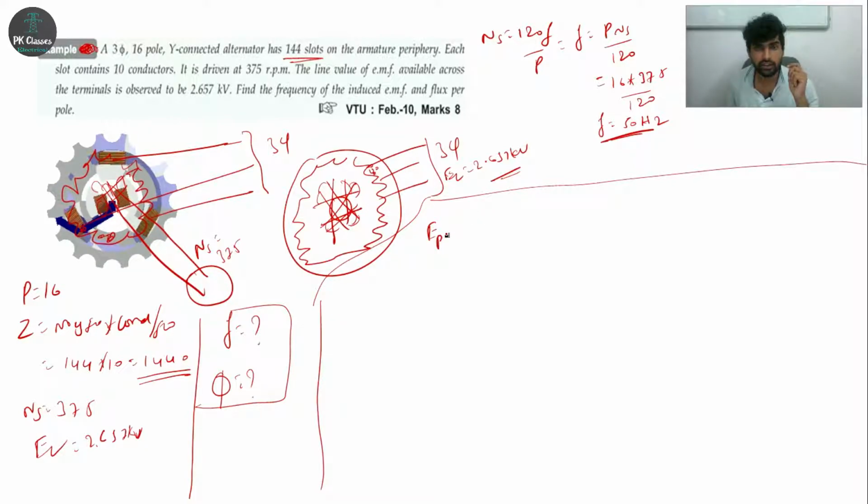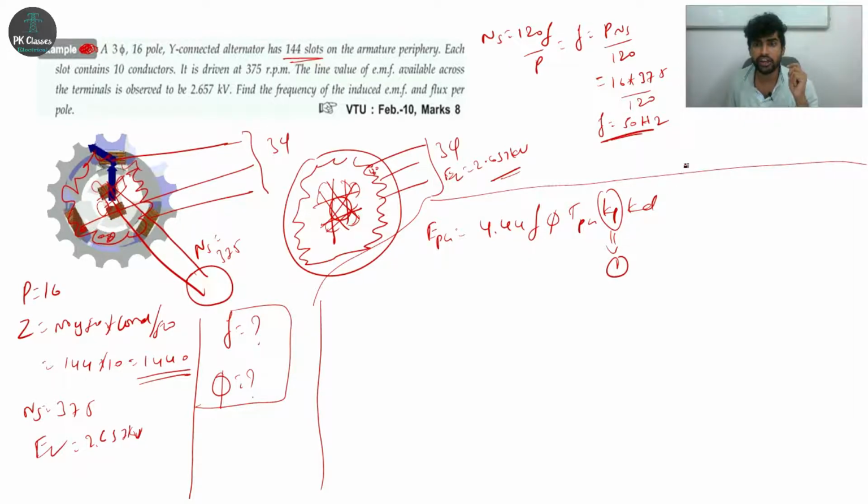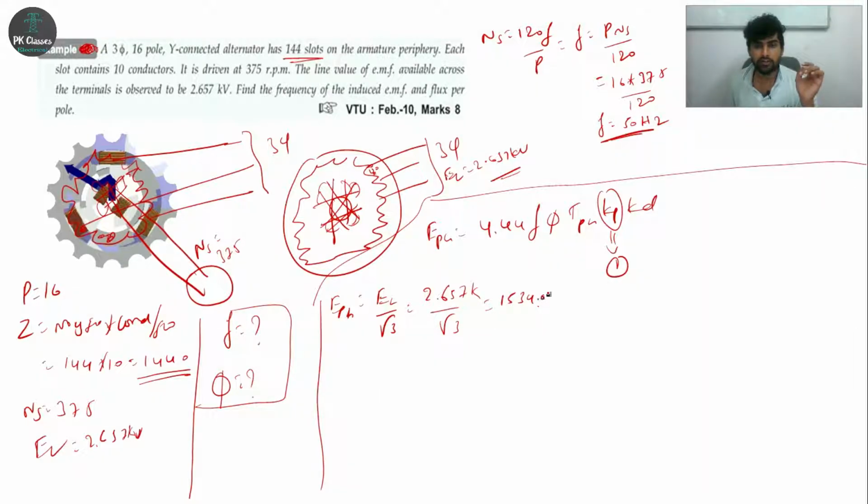So E phase is equal to 4.44 f φ T phase Kp Kd. Kp is equal to 1 because of full pitch, just assume that. Kd we don't know, we'll calculate now. So how to calculate E phase? Because it is star connected, E phase is equal to EL by root 3. EL is 2.657 kilovolts divided by root 3. You will get 1534.01 volts. So E phase we got.